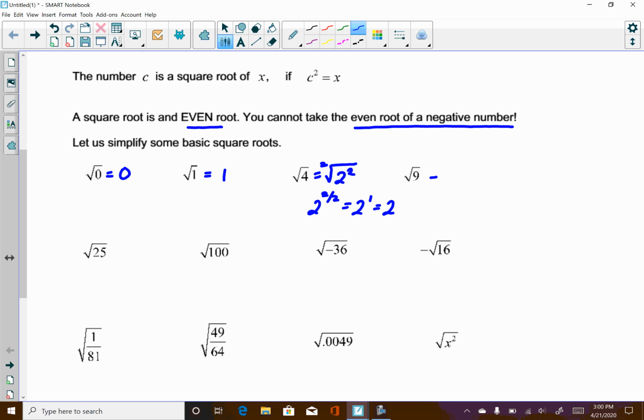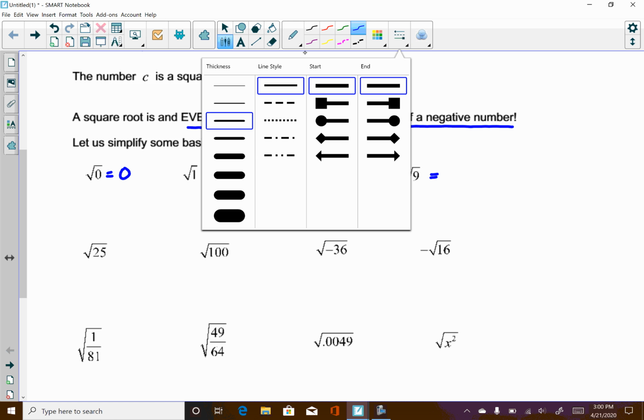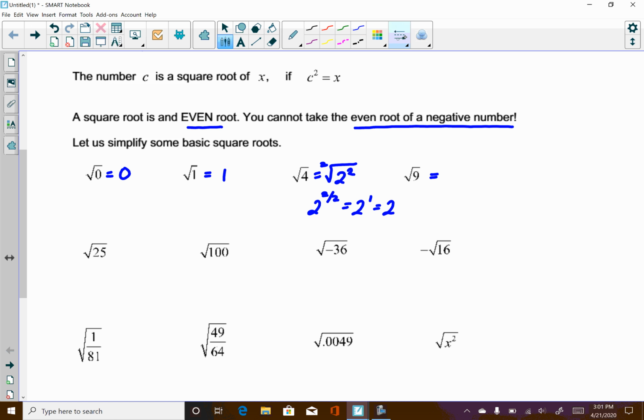I'll do one more. Square root of 9. That's the same as the square root of 3 squared. That 9 is the same as 3 squared. There's an imaginary 2 here. Then that's 3 to the 2 divided by 2, which is 3 to the first power, which is just 3. Square root of 9, which we know is 3. You're asking yourself, what can you multiply times itself to get that number? I can multiply 3 times itself to get 9. All right, so I'll let you try the next two.